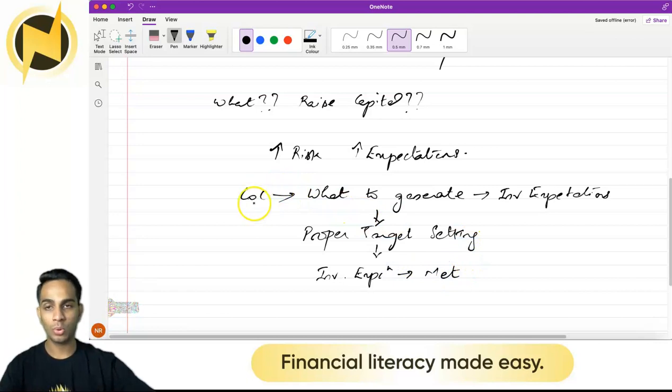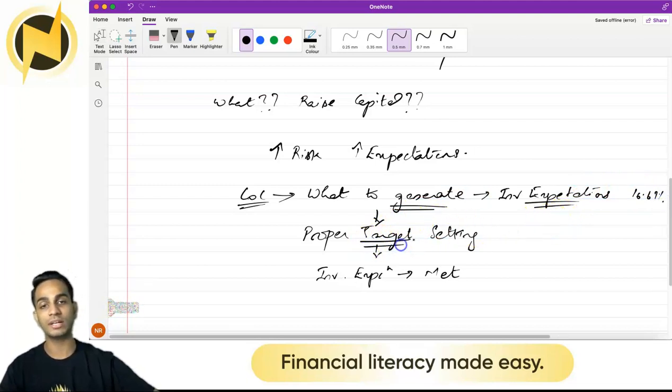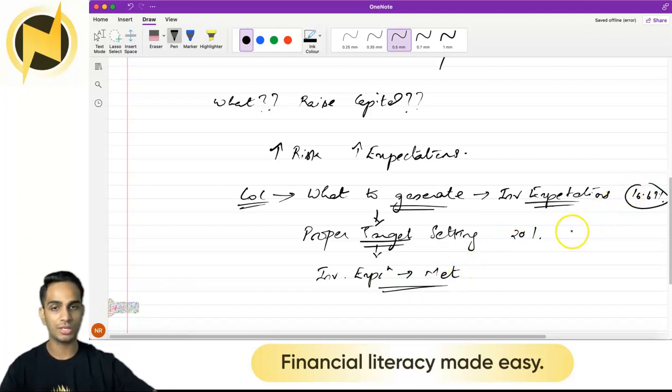Right. So good understanding of cost of capital enables us to understand what is to be generated for meeting investors' expectations. So in the previous example, it was 16.67% in total. Now with that 16.67%, the company could set their target properly. They set it at 20%. Now with this 20%, they made sufficient profit such that the investors' expectations were met. Now if they didn't know 16.67%, in that case, we had set a target of 15%. And in that case, the investors' expectations weren't met.